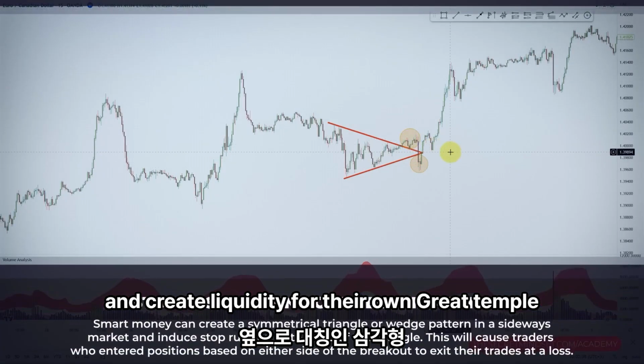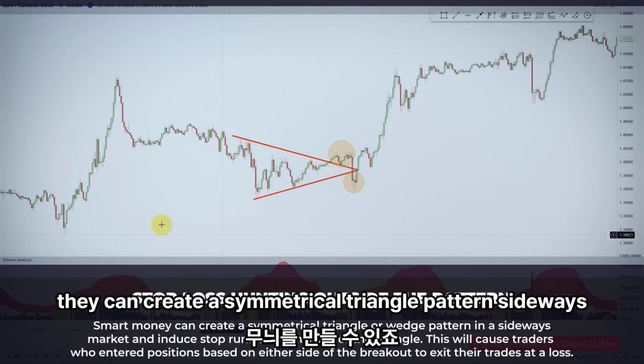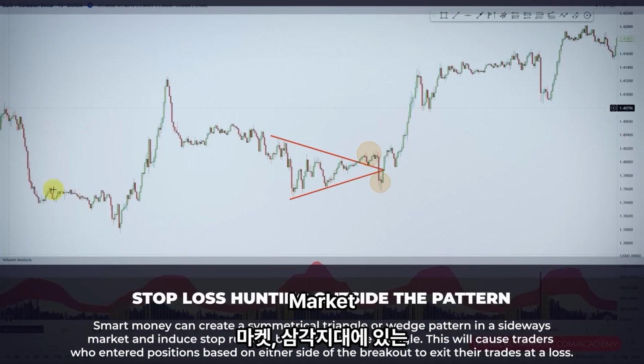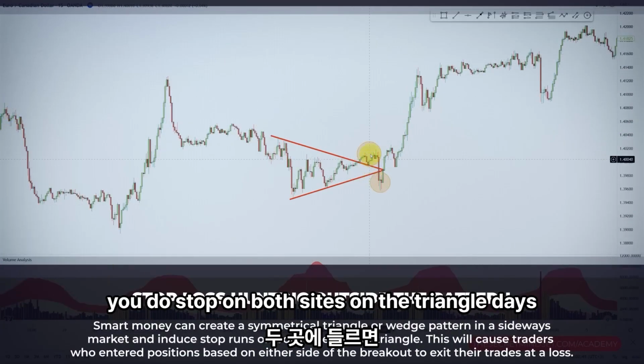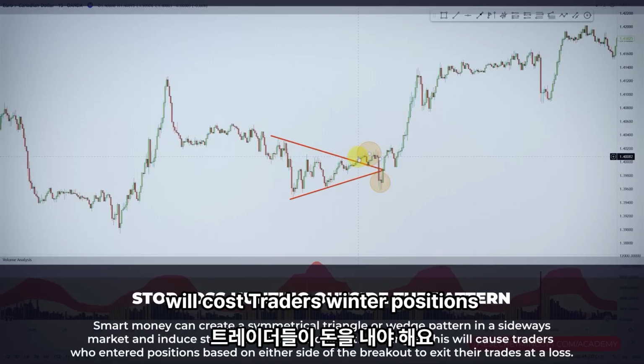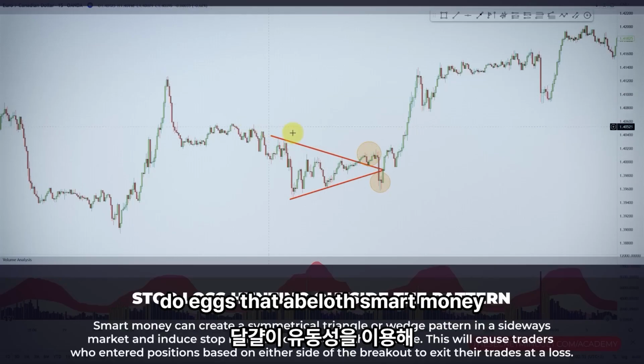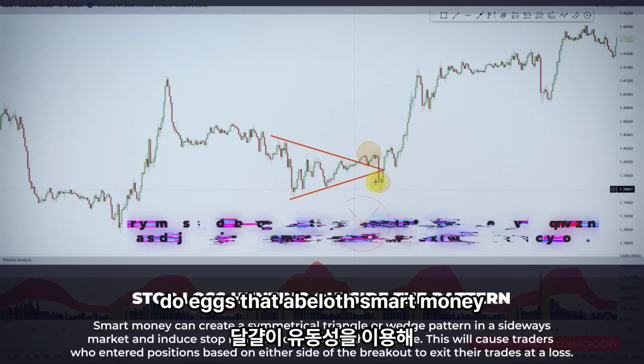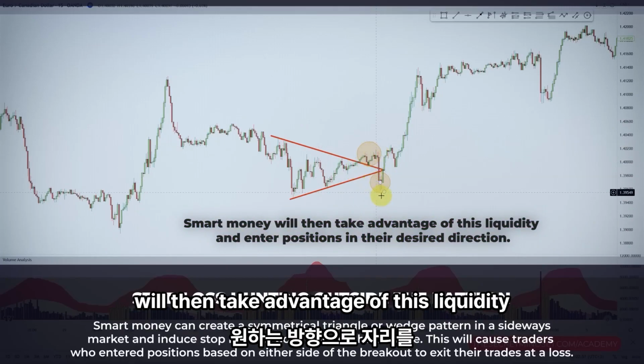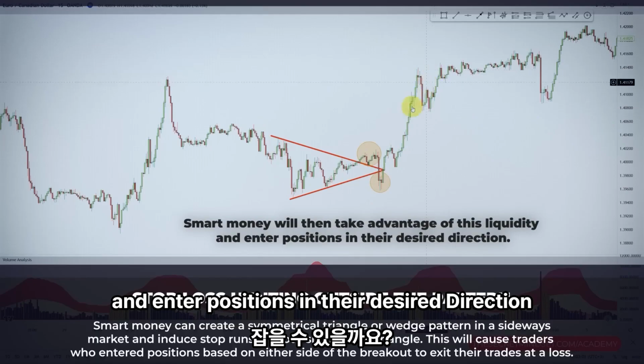For example, they can create a symmetrical triangle pattern in a sideways market and induce stop-loss on both sides of the triangle. This will cause traders who entered positions based on either side of the breakout to exit their trades at a loss. Smart money will then take advantage of this liquidity and enter positions in their desired direction.